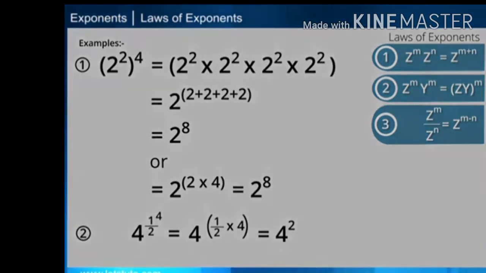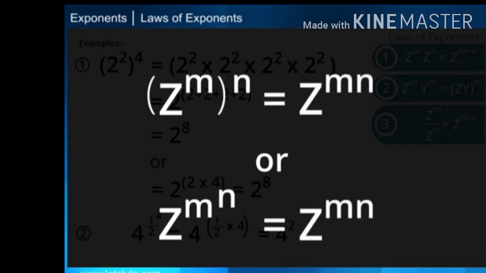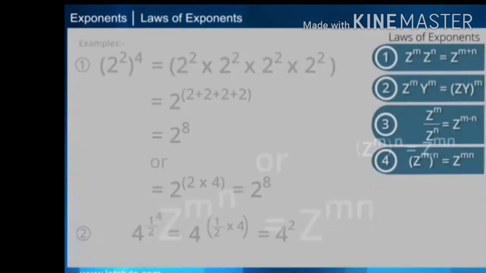that is, for z raised to the power m raised to the power n, we have to multiply the exponents, that is, z raised to the power m into n. So this is our fourth law of exponents.